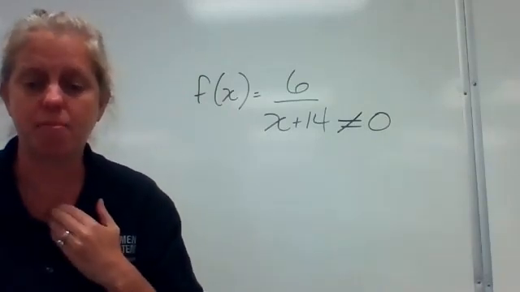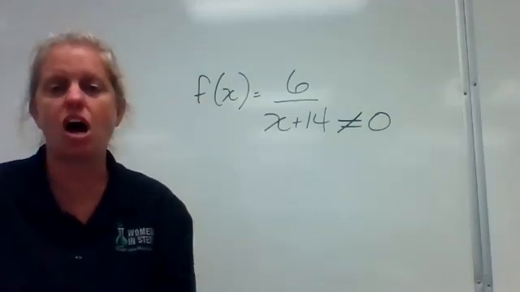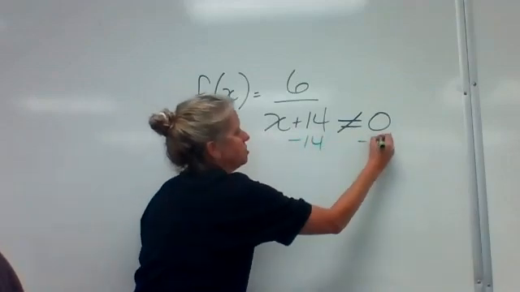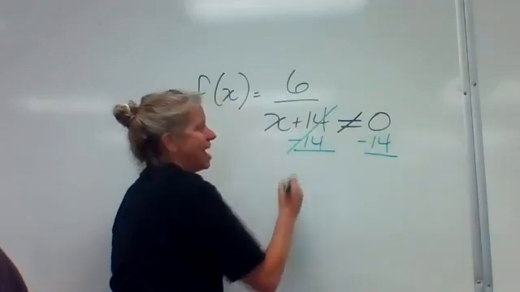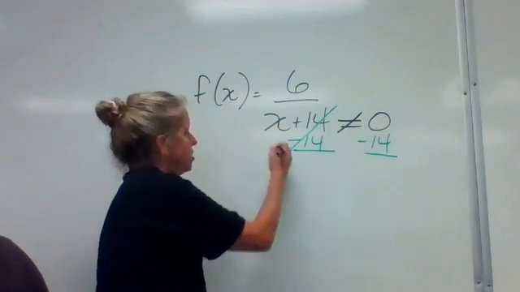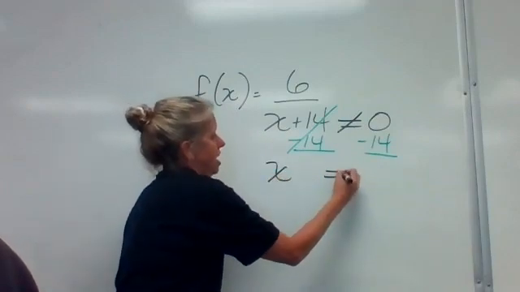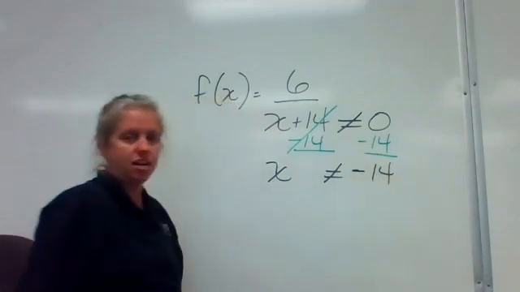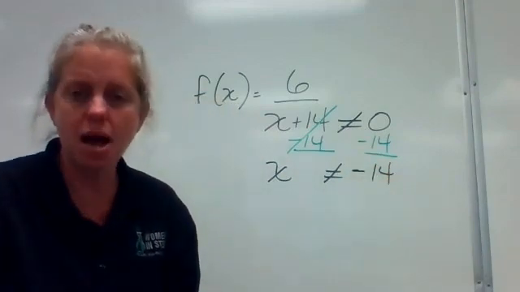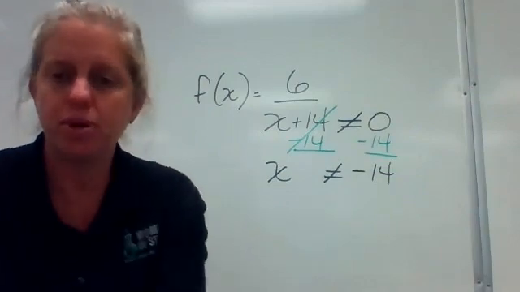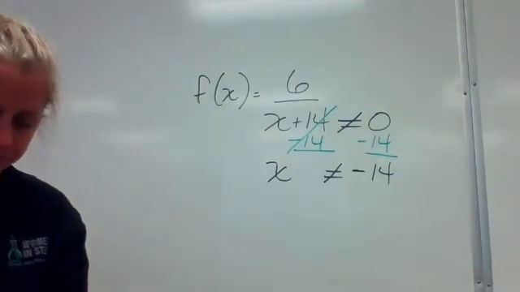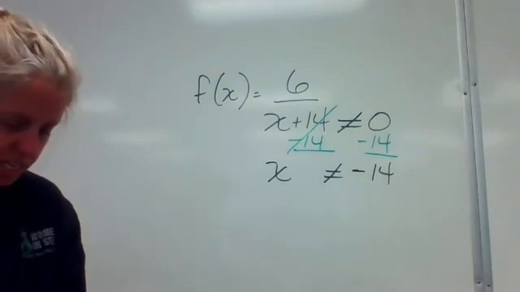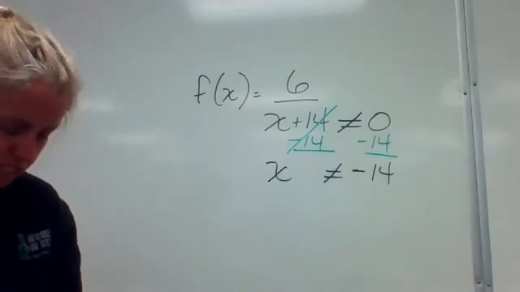So just set up that denominator to not equal 0, but then just solve it like a regular equation. Get rid of that plus 14 with a minus 14. You got to do it to both sides. So here, there's your x. Cannot equal 0 minus 14 is negative 14. So that's the number that you cannot put in your calculator. Because if you do, what does that turn the denominator into? It turns it into 0.